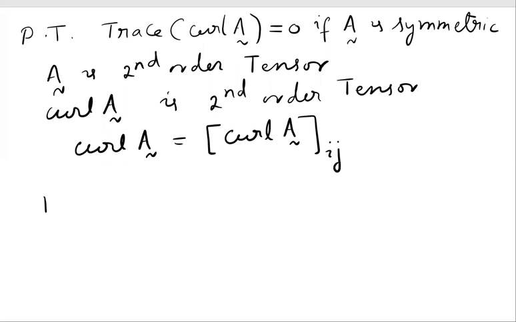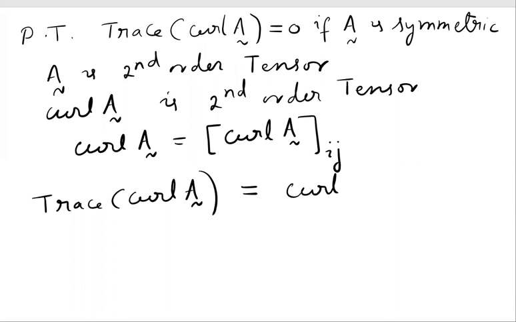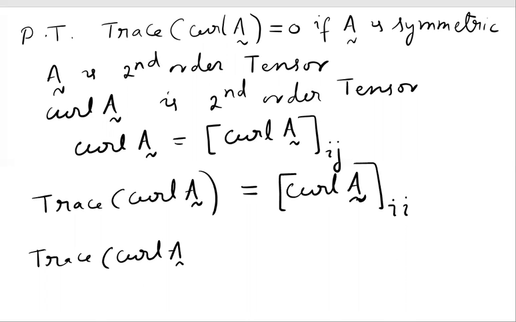Now, what is the trace of this? Trace of curl A. Here, curl A with i equal to j. You can take i or j, you can take jj also, no problem. So that implies the trace of curl A is the trace of curl A_ii.